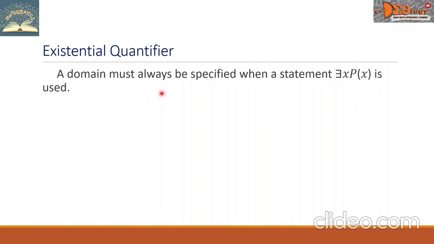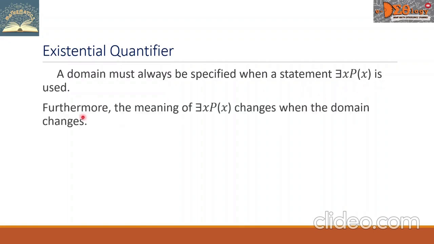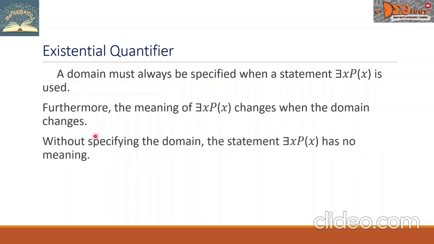A domain must always be specified when a statement for some x, p of x is used. Furthermore, the meaning of for some x, p of x changes when the domain changes. Without specifying the domain, the statement for some x, p of x has no meaning.